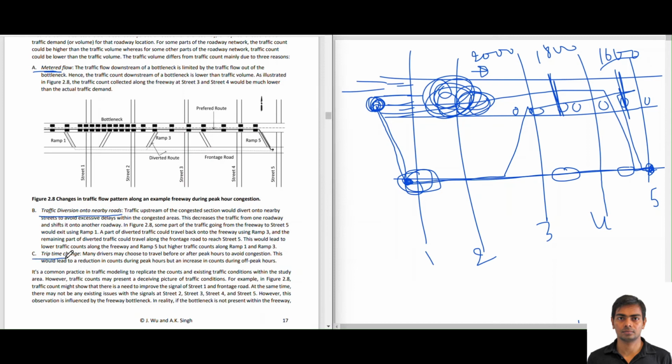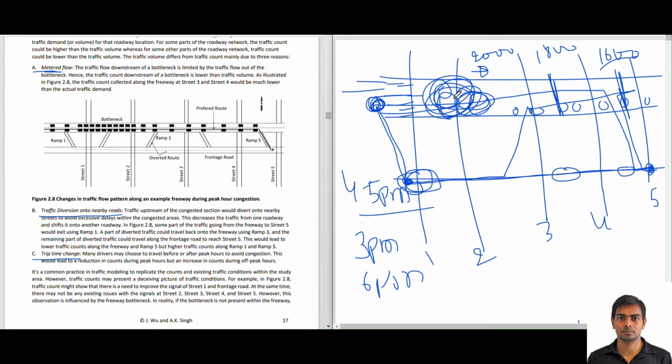Now the third one is trip time change. Let's say this congestion happens between 4 p.m. to 5 p.m. So some vehicles may choose to leave early, let's say at 3 p.m., just to avoid this congestion, and some vehicles who are leaving around 4:45, let's say they decide to leave around 6 p.m. just to avoid this congestion.